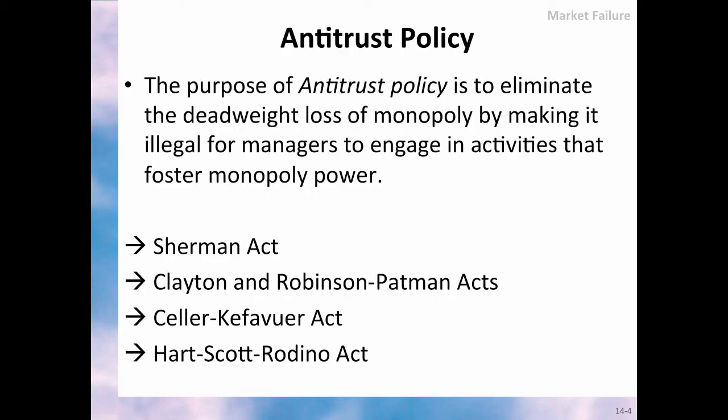We also talked about antitrust policy, whose purpose is to eliminate the deadweight loss of monopoly by making it illegal for managers to engage in activities that foster monopoly power. Your textbook provides a good explanation and discussion about a series of acts that US Congress has passed over at least the last 100 years. Make sure you read this section in your textbook, paying particular attention to the main purpose of each act, horizontal merger guidelines, and the role of price regulation on monopolies.